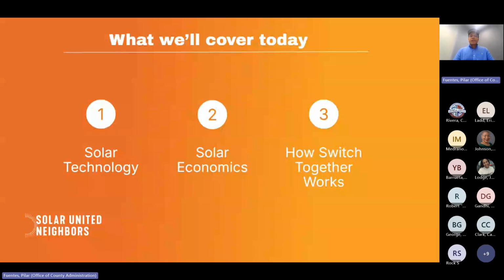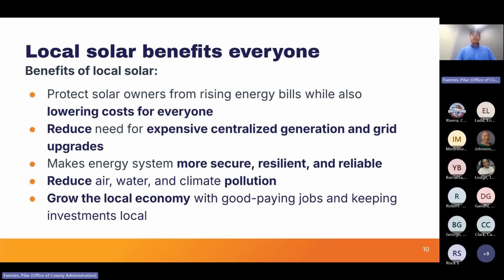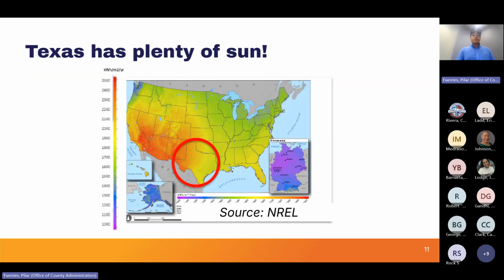We want to talk about solar technology, solar economics, and how our Switch Together program works. Okay, so local solar power is local power, and it's created near where it's needed, the rooftop to the home, and it's created at a time when it's needed. So it's a very efficient way to make and use electricity. It benefits the grid because it's less demand on the old fossil fuel power plants, and it decentralizes the grid, which is better for everyone as well.